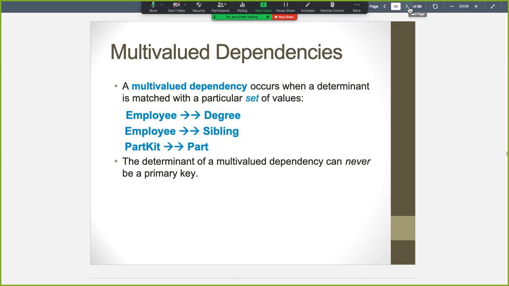So the first example, employee degree. An employee can have a bachelor degree, master degree, PhD degree. So if a person has more than one degree, you identify the employee by employee number or name, and you have multiple results here. And employee sibling as well. And the typical example, which I usually use in classroom lectures, is to ask my students to look at your Outlook contact list, your phone numbers, or the Google contact list.